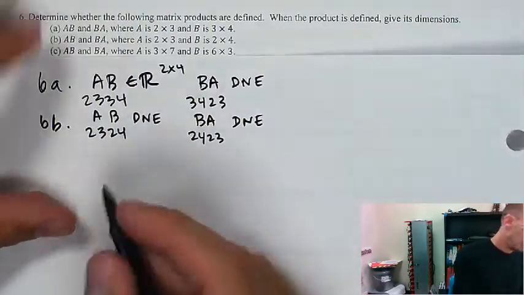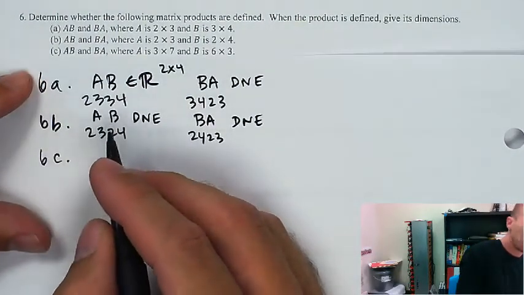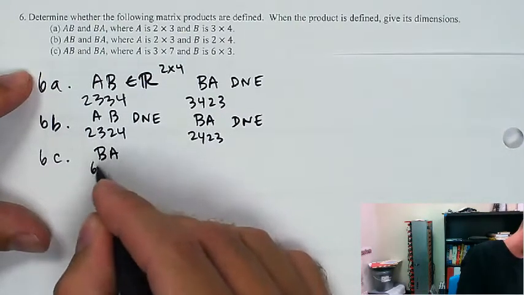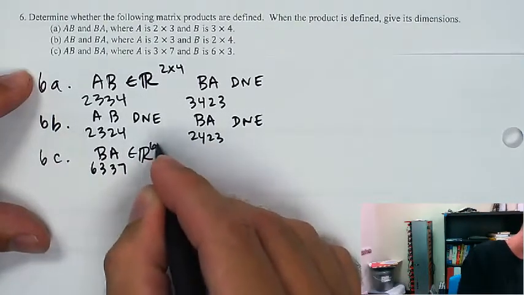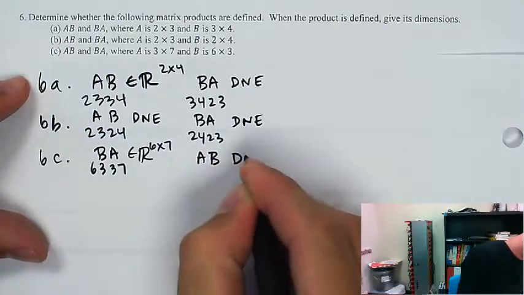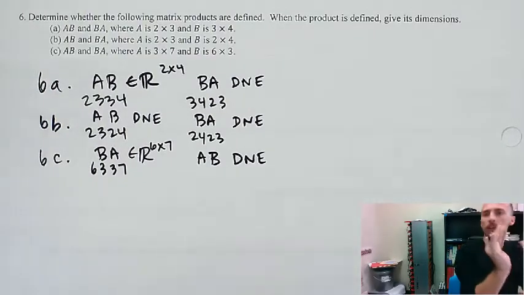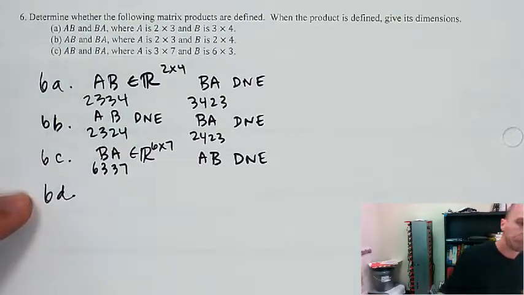Okay, AB and BA, where A is 3 by 7 and B is 6 by 3. Okay, so I think BA is going to be defined. BA is 6 by 3 times 3 by 7. Yeah, that is a 6 by 7 matrix, and AB doesn't exist. Okay, the only way that AB and BA will both be defined is if they're both square matrices, for given fixed dimensions of A and B.